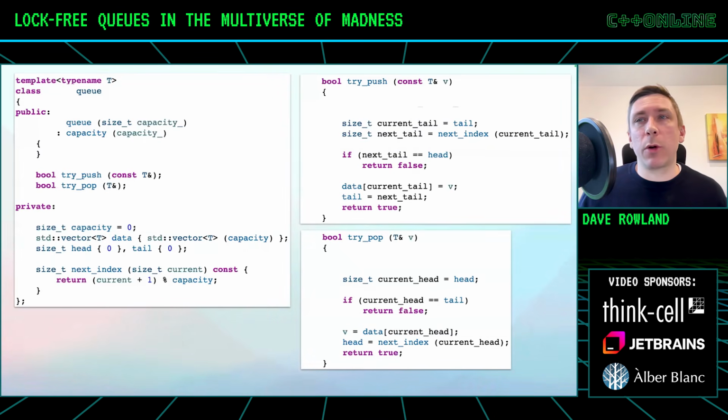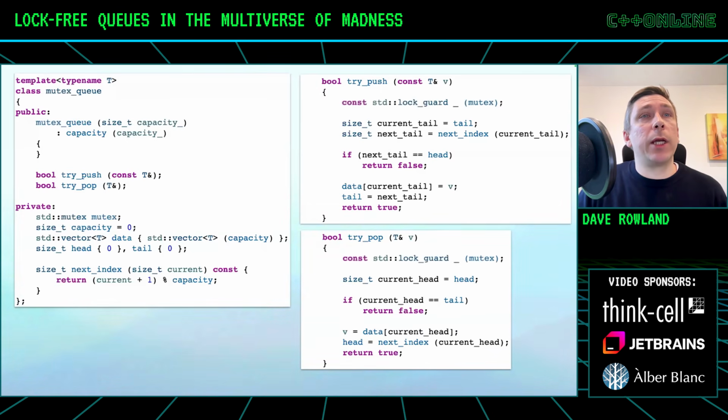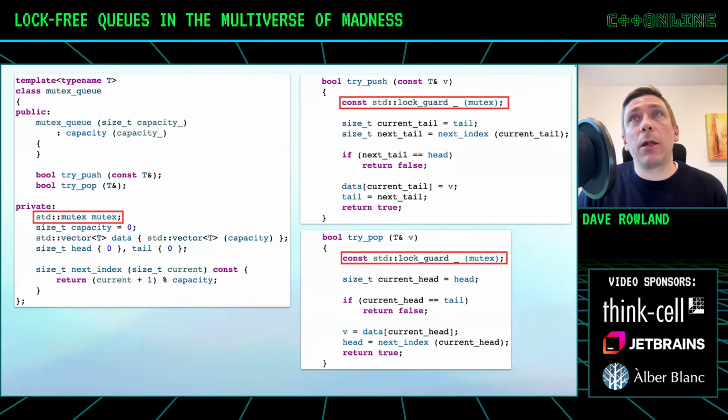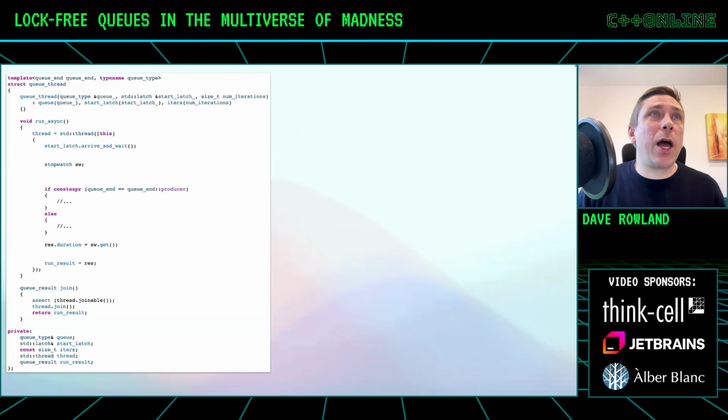Okay, so we want to deal with multiple threads now. The easiest way to do that is by adding a mutex. So we can add this mutex and then just use a lock guard in the push and the pop functions to avoid data races between any of the elements, basically. And now we have multiple threads.